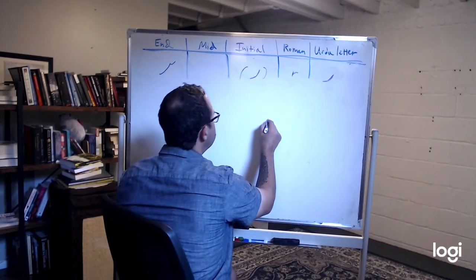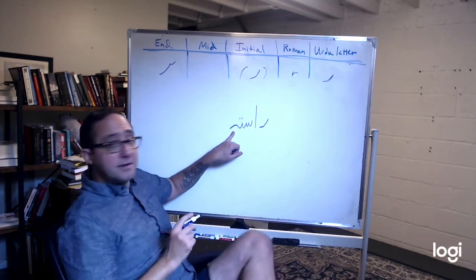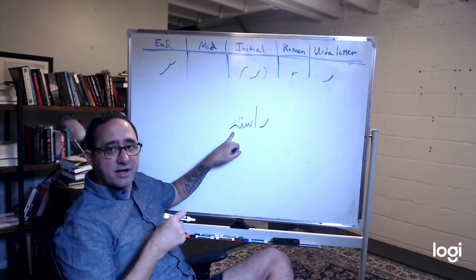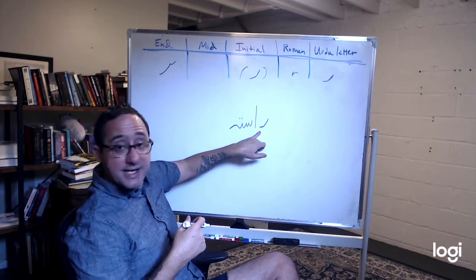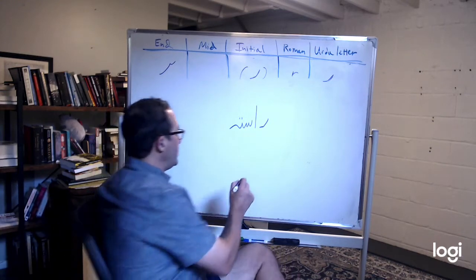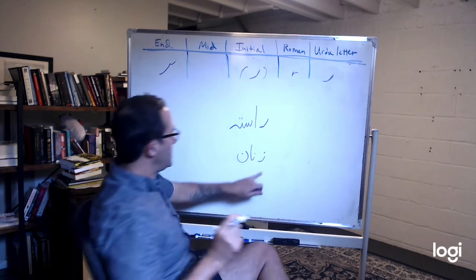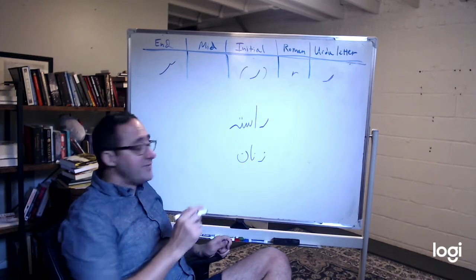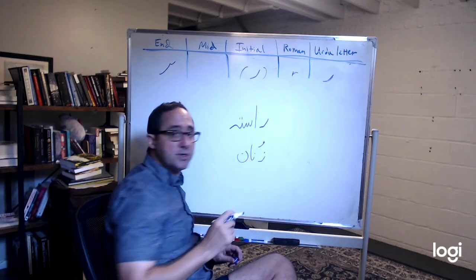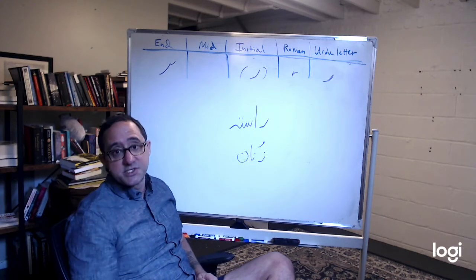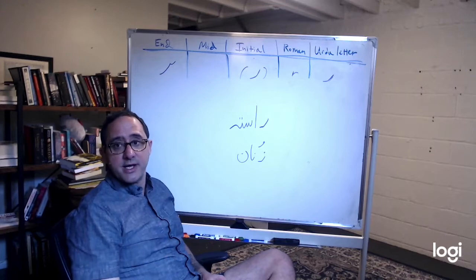So Rasta. Notice this is that H, but it's an A. Rasta. R-A-S-T-A. It does not connect to the next letter. Zuban. Z does not connect to the next letter. And this is actually in Urdu, it's not Zaban like it is in Hindi, it's Zuban. Zuban means tongue. It can also mean language. So Urdu Zuban is Urdu language.